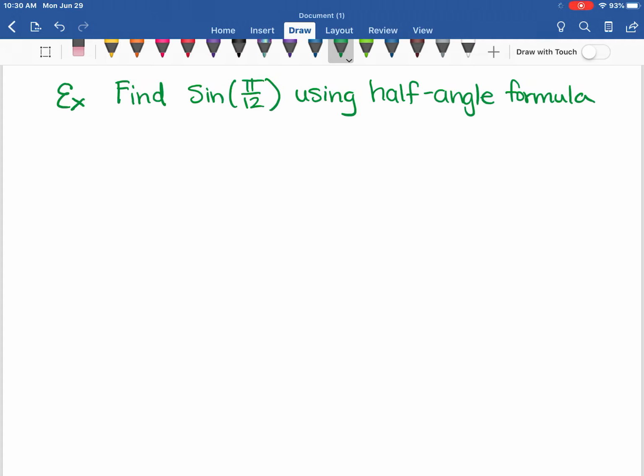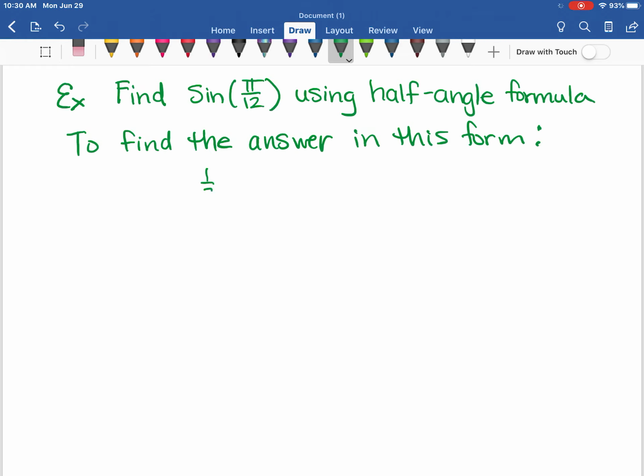In this video, we're going to work through an example of finding the exact value of sine of pi over 12 using the half angle formula. And the question in the homework also asks us to find the answer in this form. So we're going to find it in the form 1/2 square root of some number minus the square root of some number. So when we finally get the answer, we might have to do some rearranging to put it in that form to determine what the values are for A and B.